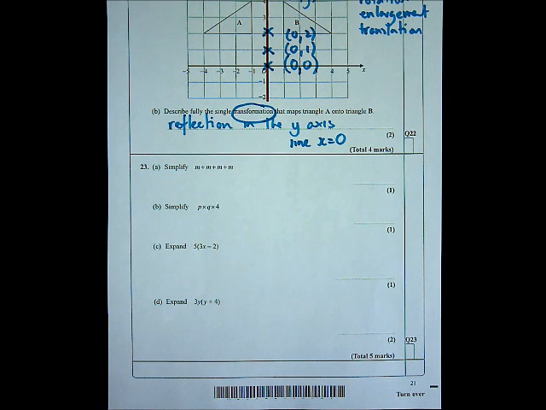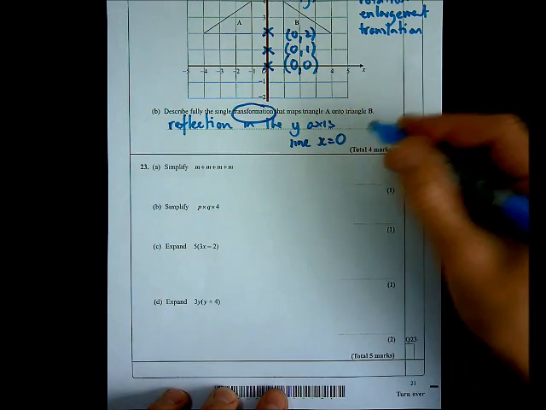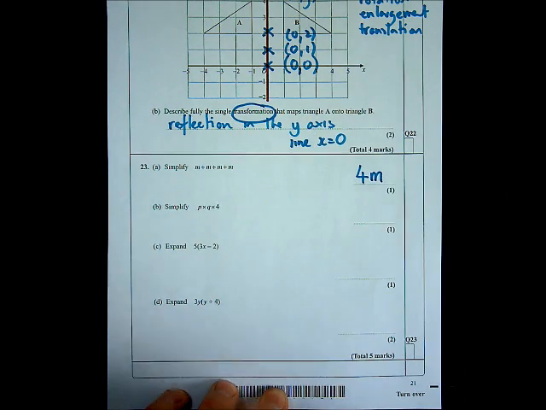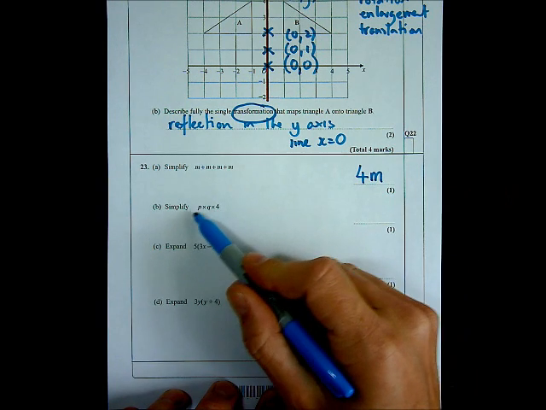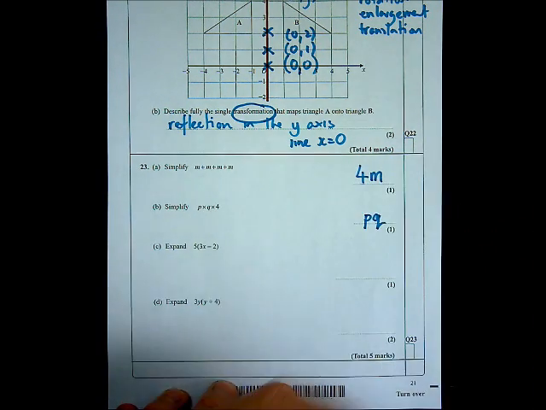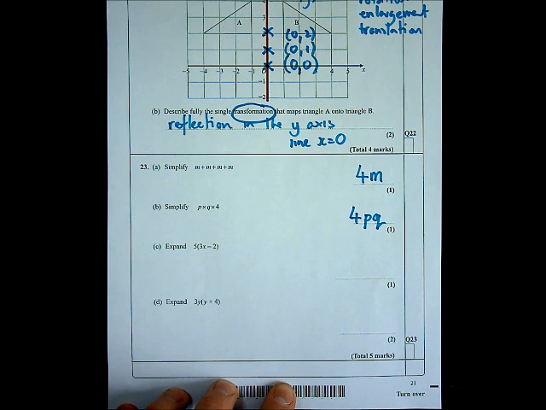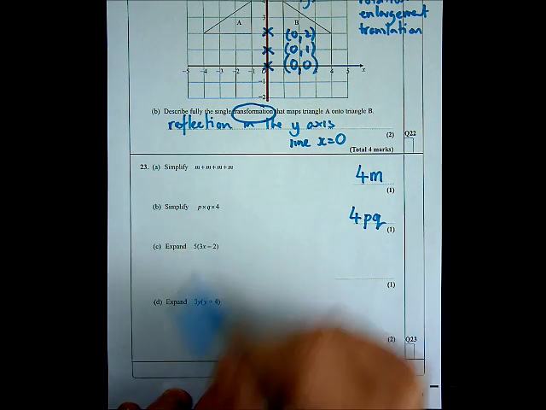On question 23, I am asked to simplify m add m add m add m. And that's nice and easy for m. In part B, p times q times 4. Well, p times q is a matter of removing the multiply and writing them in alphabetical order, and the number 4 should come first. In 23 part C, I'm asked to expand 5 in brackets 3x minus 2.